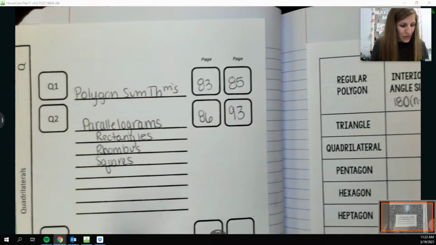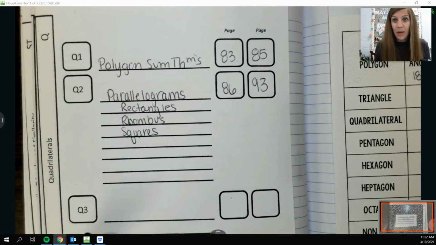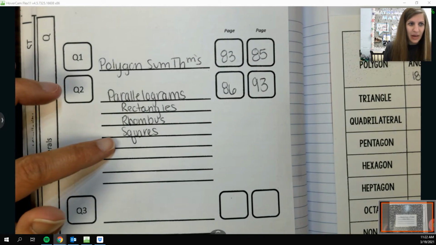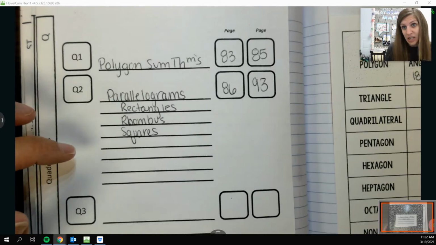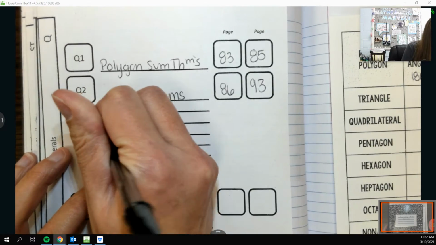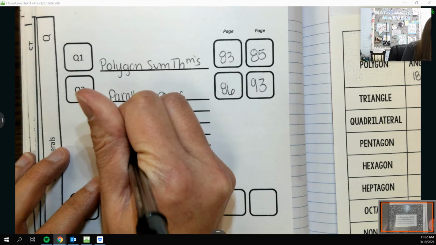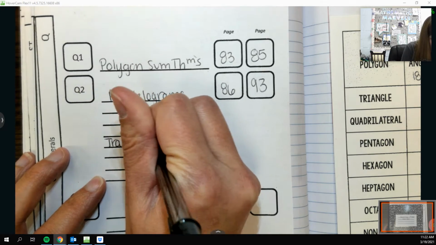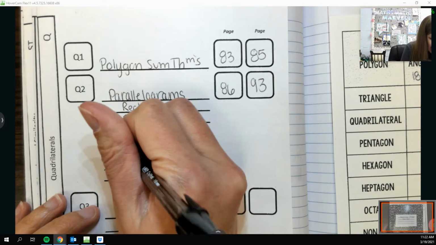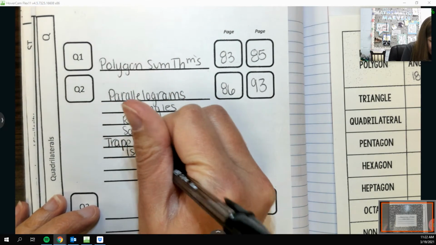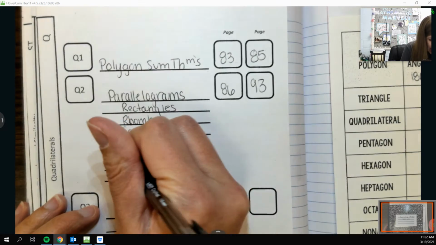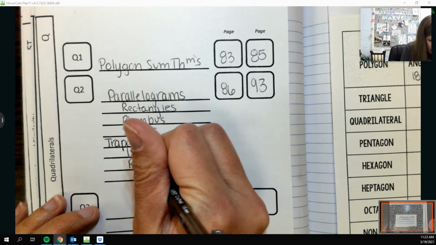Alrighty guys, we're going to add to our notebooks today about trapezoids and kites. So underneath our parallelograms, this is a different type of quadrilateral. So I'm going to actually put it back at the top here, and we're going to talk about trapezoids, of which we kind of have two special trapezoids, an isosceles trapezoid and a right trapezoid.